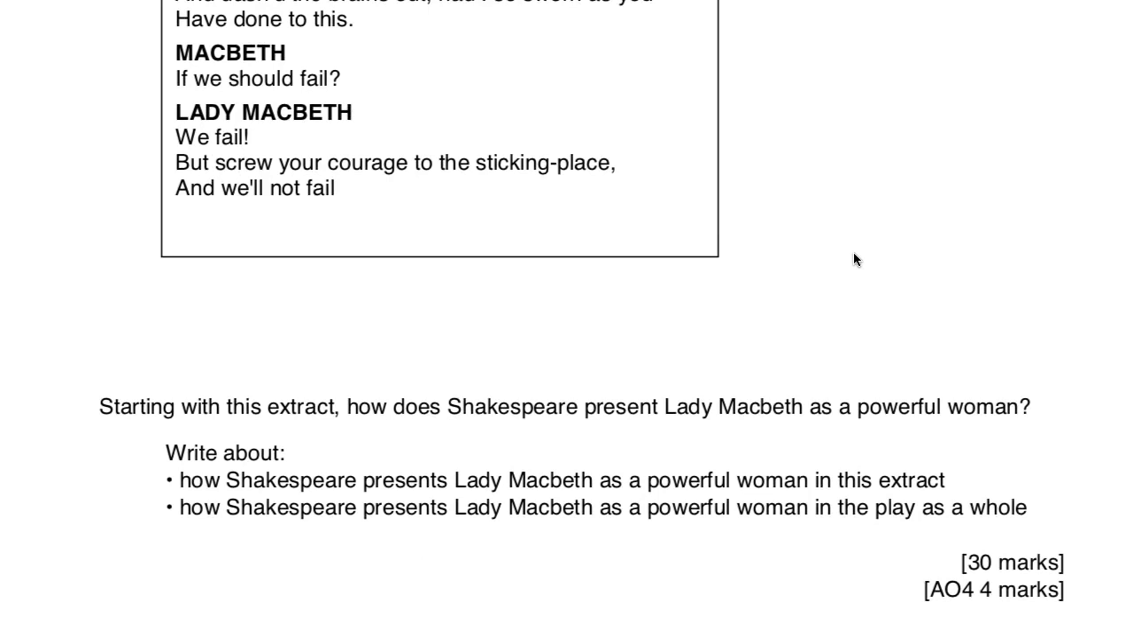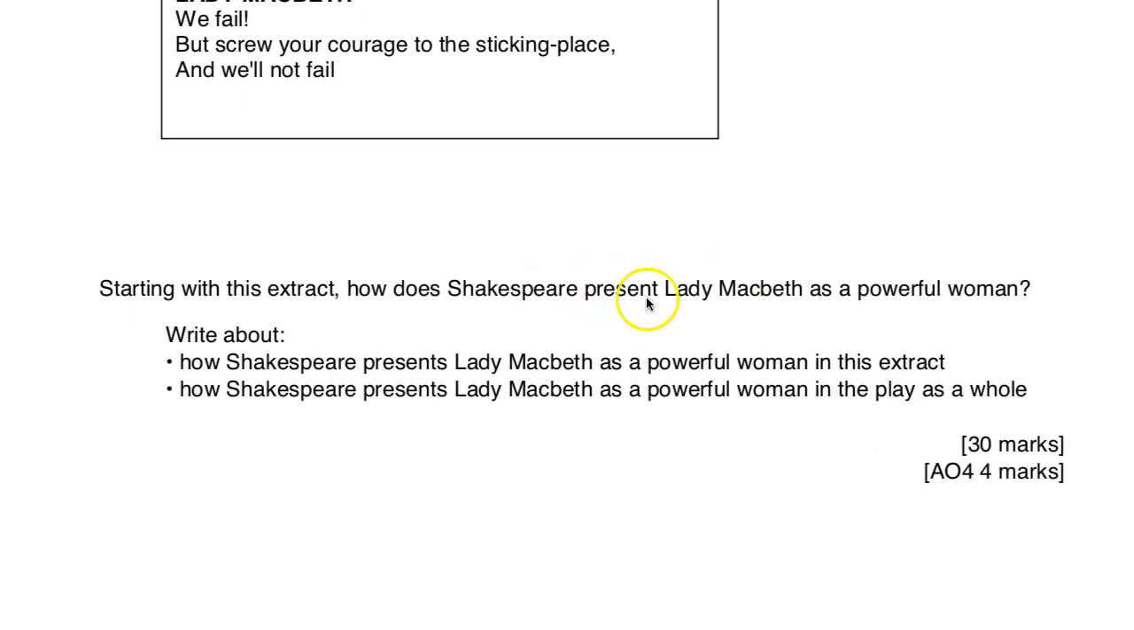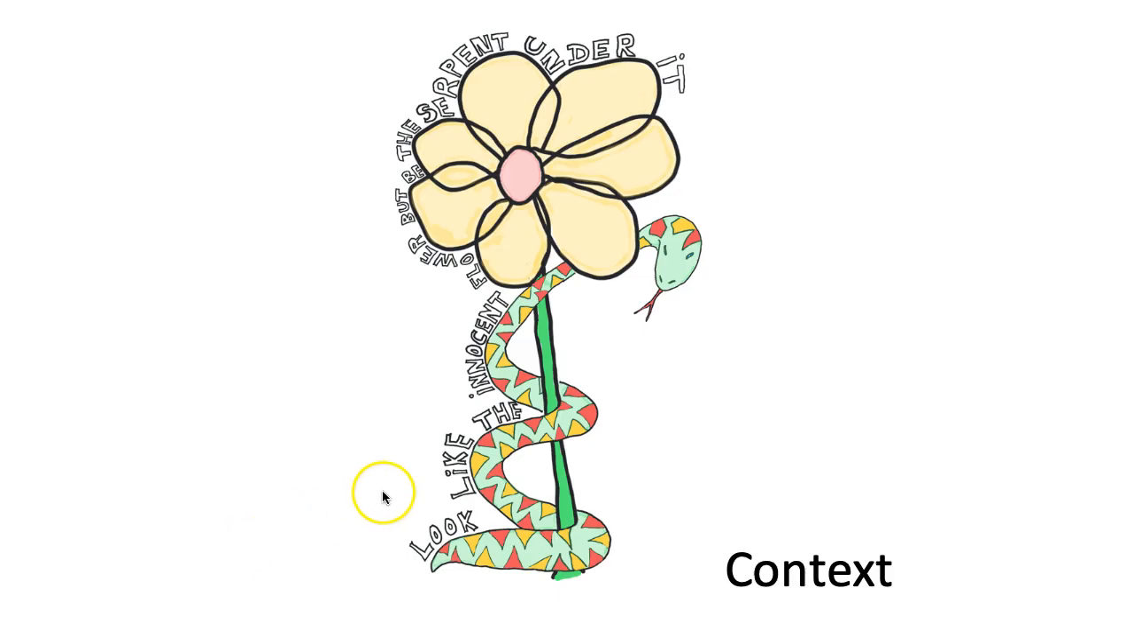Next, we have an extract where Lady Macbeth is talking to Macbeth about his decision not to kill Duncan. And the question is, exploring the ways that Lady Macbeth is presented as a powerful woman. Well, we've clearly discussed that already, haven't we, in the sense that she emasculates Macbeth. That means she takes away his masculinity by asking him to pretend to be the flower.